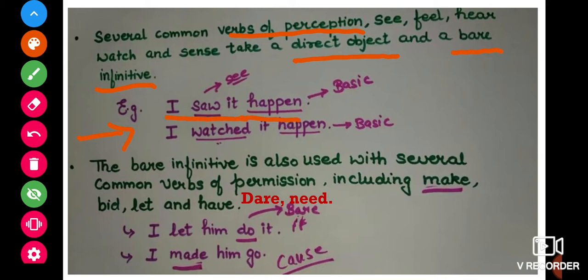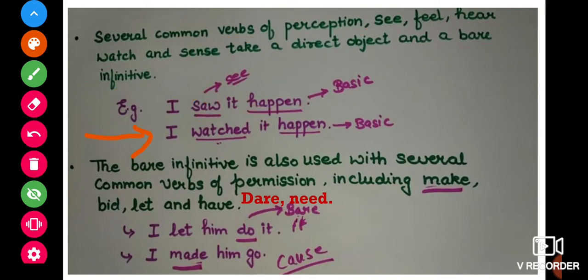I saw it happen. Here saw is the main verb and happen is in V1, so happen is the bare infinitive. We have two words, saw and happen. Saw is in V2 form and happen is in V1 form, and as we know infinitives are always in V1, so happen is our infinitive and the object is it. Saw is a verb of perception. It has taken a direct object, it, and there is a bare infinitive, happen.